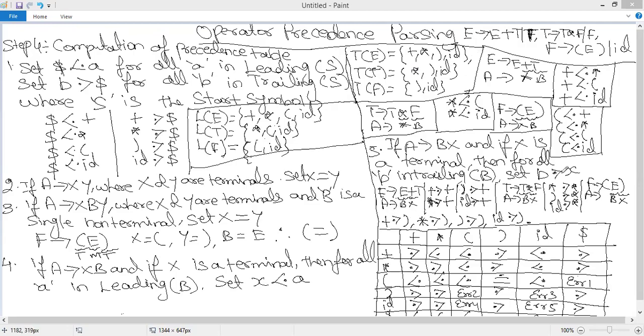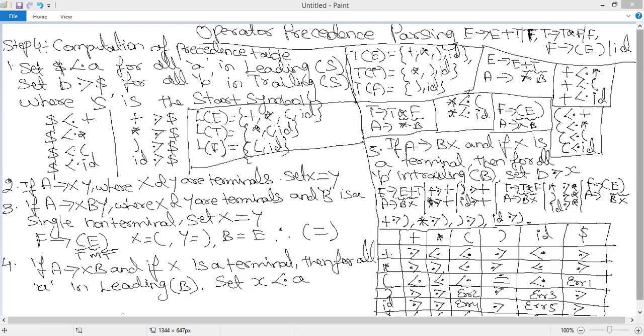The relationship is greater than. So greater than has been mentioned here. And what is X? Close parenthesis. So here it is mentioned as close parenthesis. With the help of these points, we have now identified the precedence relationship for all our terminals.